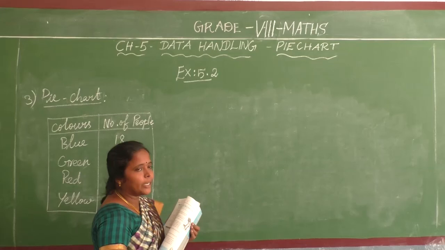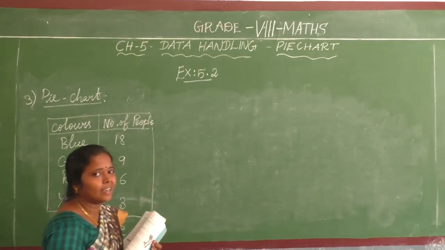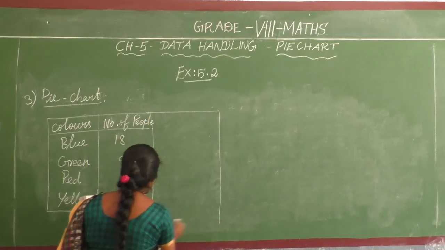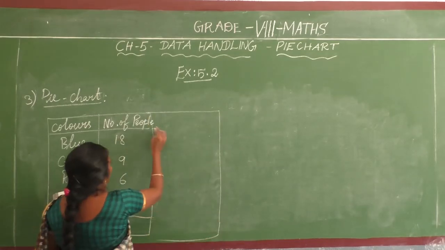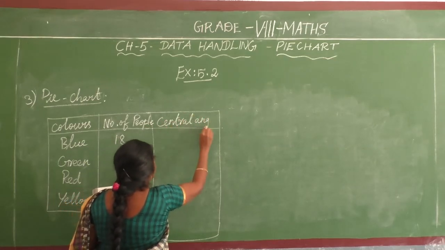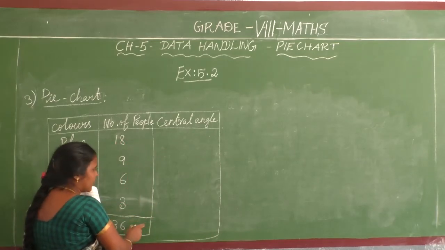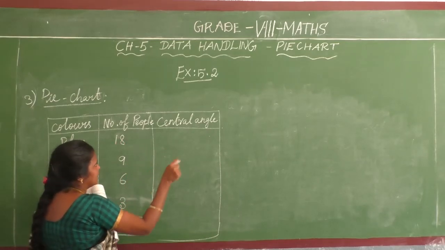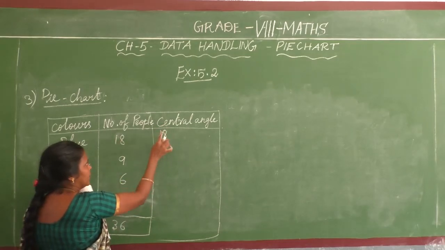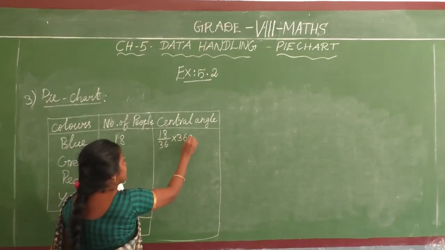Before making pie chart, which is important, as I said previously, what is it? Central angle of every sector. So how to find it? I am making it here itself. Central angle. What is the formula? Sector value by component value, sum of component values, into 360 degree. So for blue color, I am finding central angle: 18 by total 36 into 360 degree.